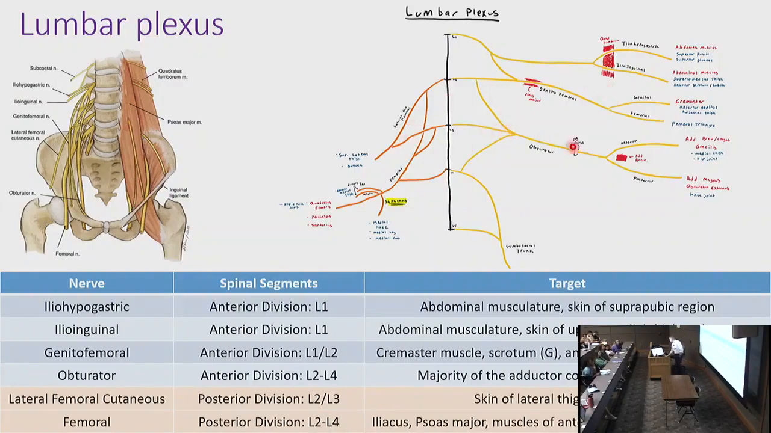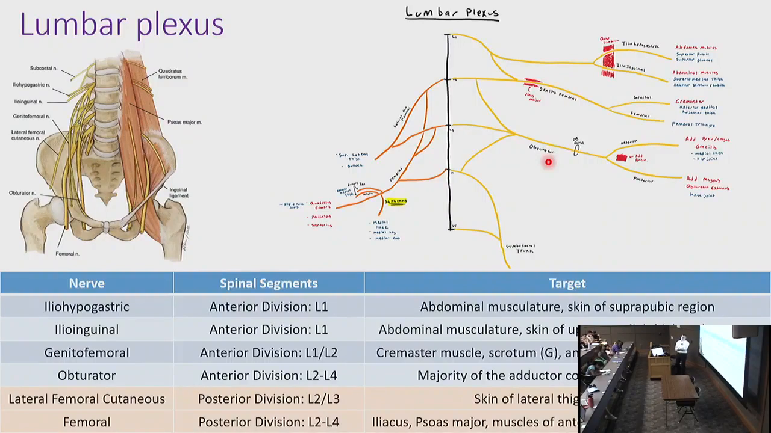Then lastly, coming off this anterior branch, you have your obturator nerve. The obturator nerve is going to be really important for that adductor compartment of the thigh. And here it's going to be anterior divisions L2 through L4. Right? And it's going to do pretty much all the muscles of the adductor compartment. Right? Those were all the anterior divisions.